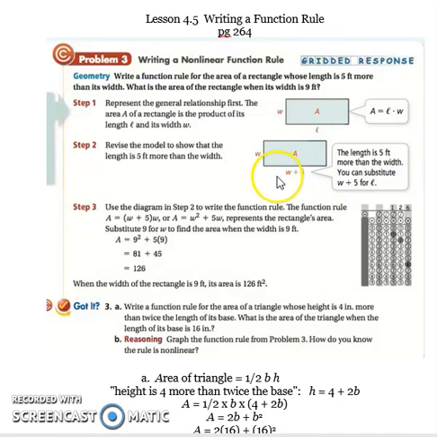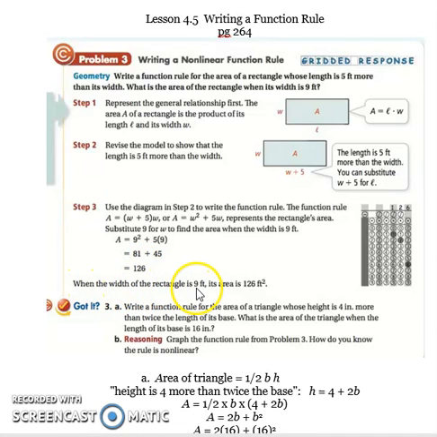Okay, so here's the function rule, length times width, only instead of length, we're going to use W plus 5. And if we distribute that, we get A equals W squared plus 5W. So if they tell you the area when the width is 9, we're going to plug in 9 for both W's, because W represents the exact same value. So 9 squared plus 5 times 9, that's 81, plus 45 gives you 126.